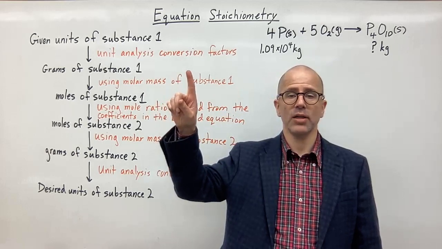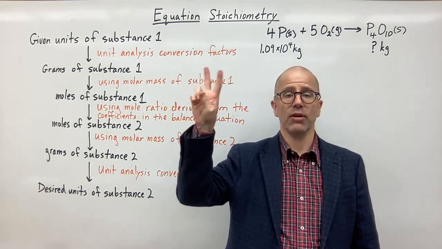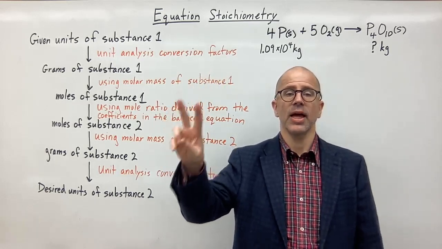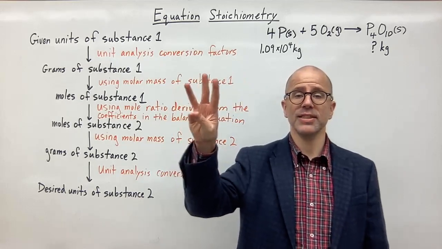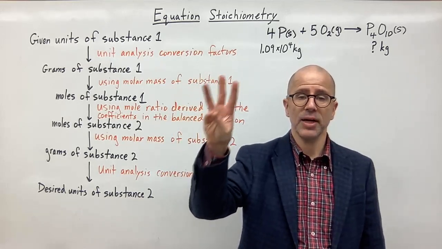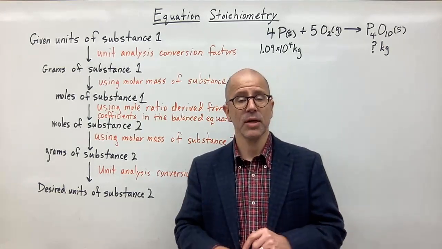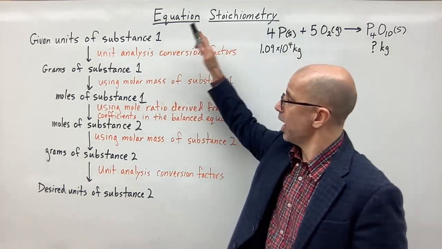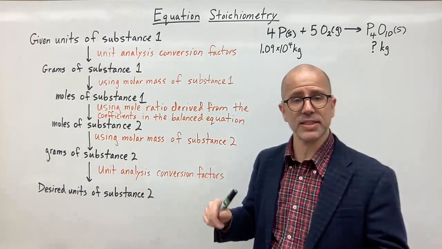Unit of substance 1, convert that to moles. Convert moles of substance 1 to moles of substance 2 using the mole ratio. And then convert moles of substance 2 to whatever the desired unit is in the problem. That's step 3. Okay, so that's the general idea. So here it's broken up into more steps, but it's still the 3 basic steps.